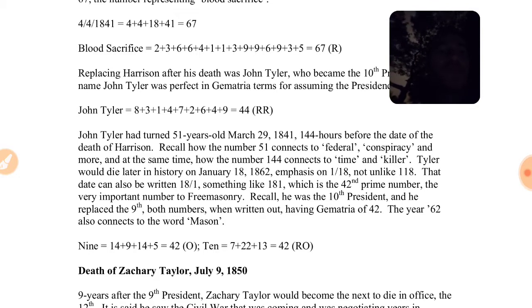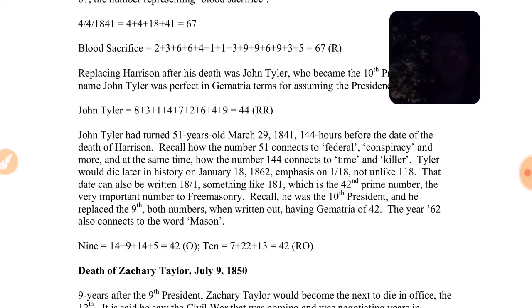Recall how the number 51 connects to federal, conspiracy, and more, and at the same time how the number 144 connects to time and killer. Tyler would die later in history on January 18th, 1862, emphasis on 118, not unlike 118. That date can also be written 18-1, something like 181, which is the 42nd prime number, the very important number to Freemasonry. Recall, he was the 10th president, and he replaced the 9th.